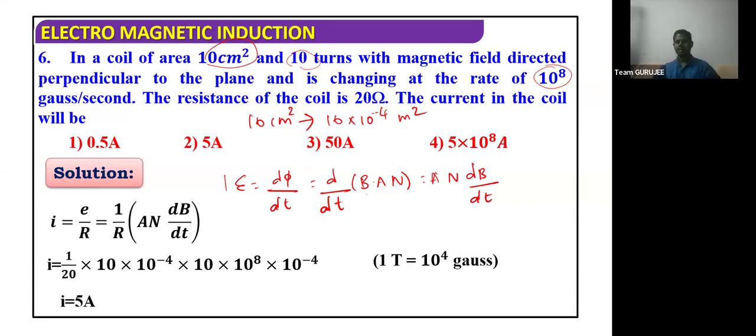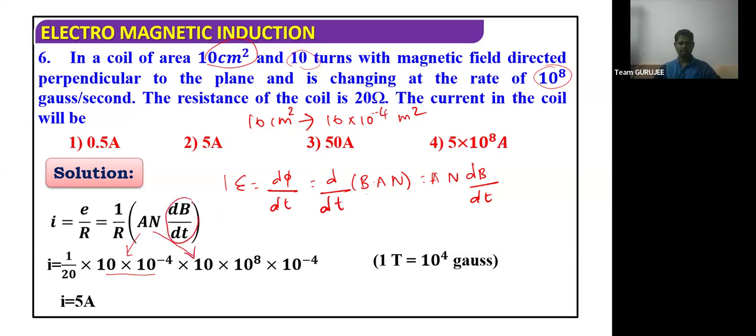The answer is 5 ampere. Actually, 1 Tesla is equal to 10 power 4 gauss. The given dB by dt is 10 power 8 gauss per second. To convert the gauss, it is multiplied with 10 power minus 4. The area is 10 centimeter square, converted to 10 into 10 power minus 4 meter square. The area value is over, the number of turns N is 10, that value is over.